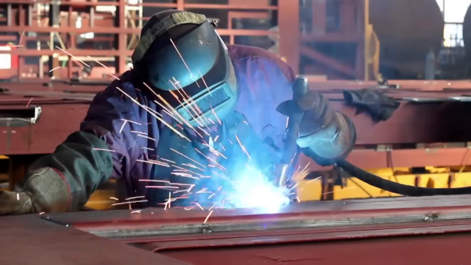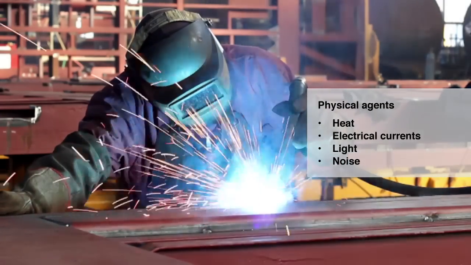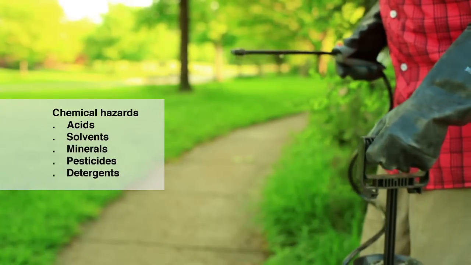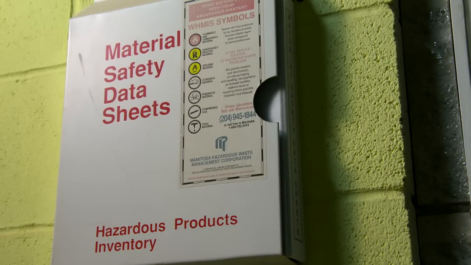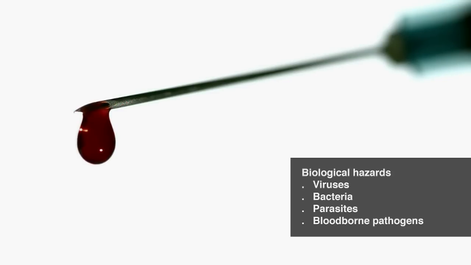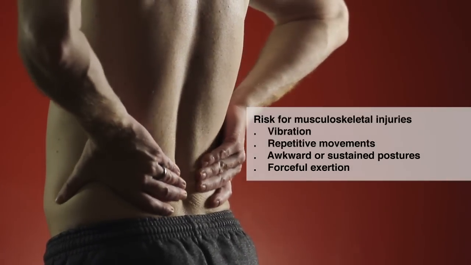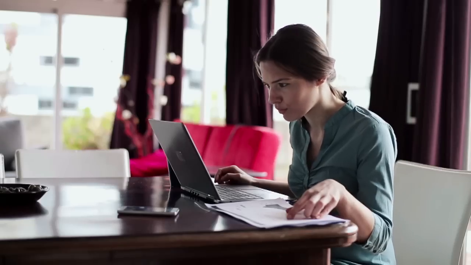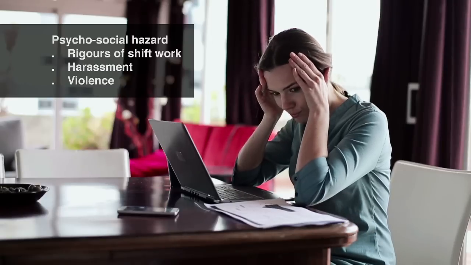So when looking for hazards, you will need to look at physical agents, which include any energy strong enough to cause harm. Chemical hazards such as acids, solvents, minerals, pesticides, or detergents. Look for WHMIS and consumer labels on the products to assess the risk. Biological hazards such as viruses, bacteria, parasites, or blood-borne pathogens. Risk for musculoskeletal injuries caused by vibration, repetitive movements, awkward or sustained posture, or forceful exertion. Psychosocial hazards that might include the rigors of shift work, harassment, violence, or other stress.